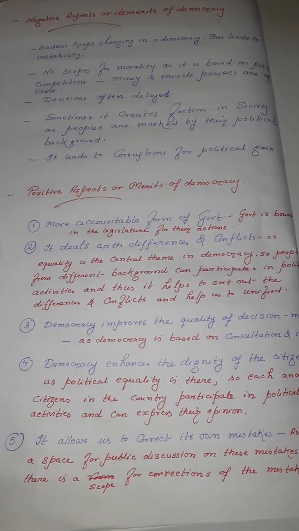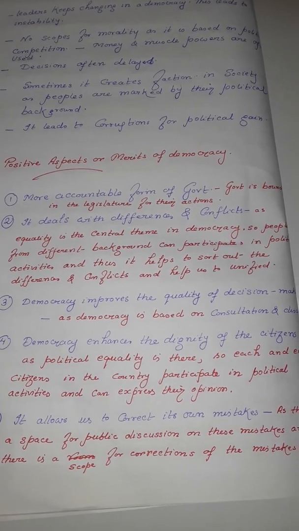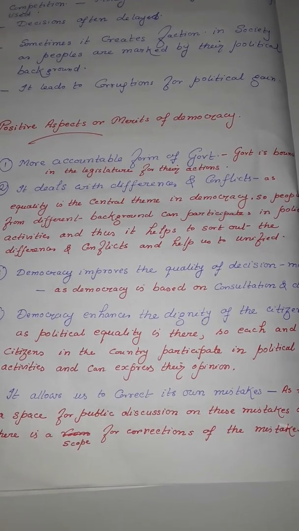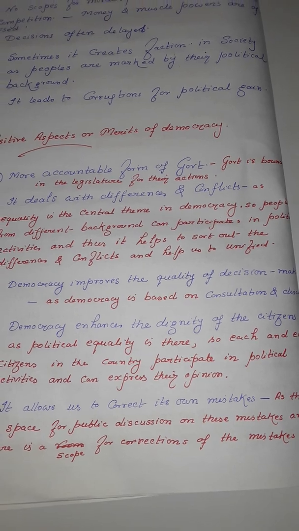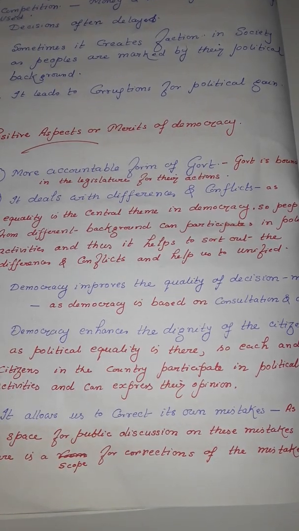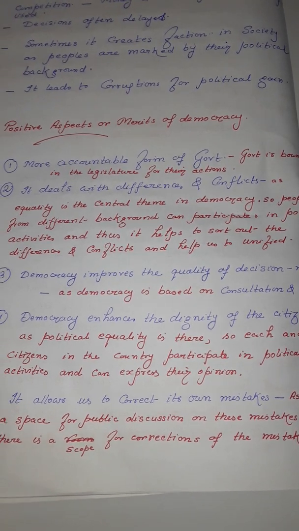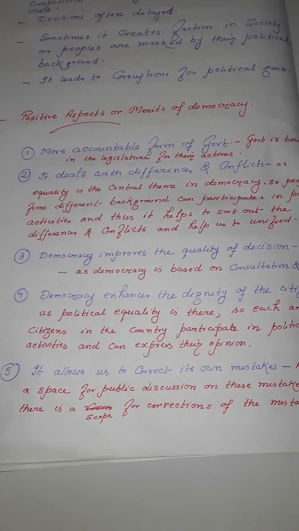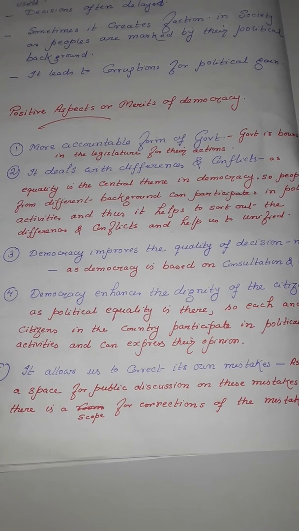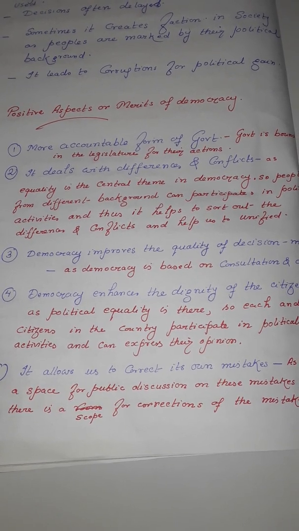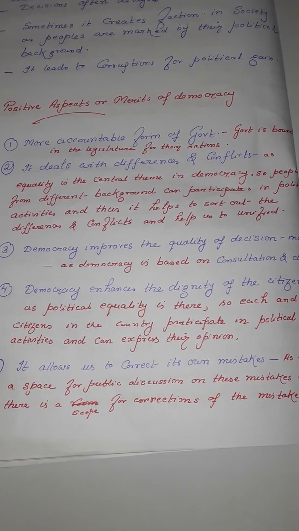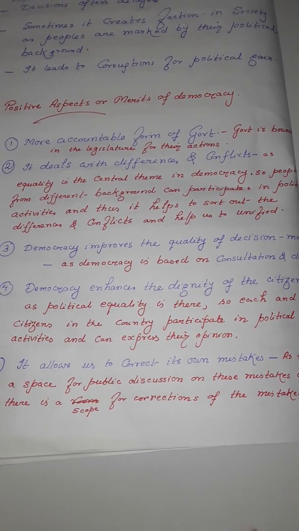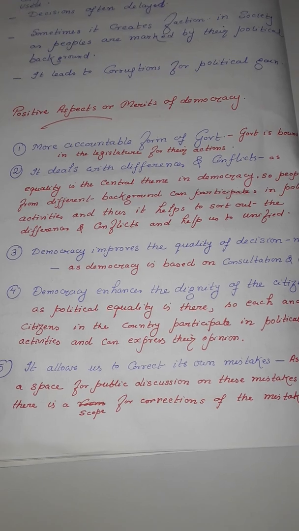Now, what are the positive aspects or merits of democracy? First one, a more accountable form of government. That means the government is bound to answer in the legislature for its activities. The opposition will raise questions about the actions of the government, and the government is bound to answer. Next, in a democratic country it is possible for us to deal with differences and conflicts. As equality is the central theme in democracy, people from different backgrounds can participate in political activities, and thus it helps to sort out differences and conflicts, and it helps us stay together.